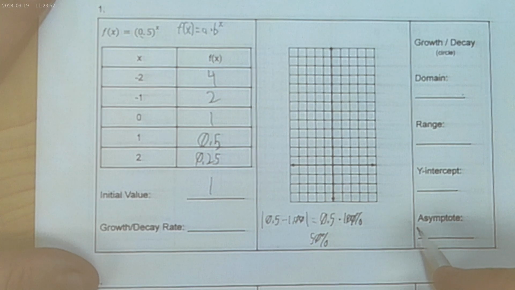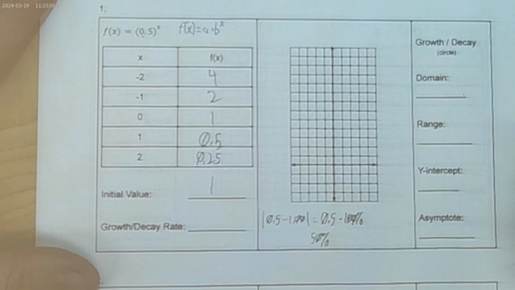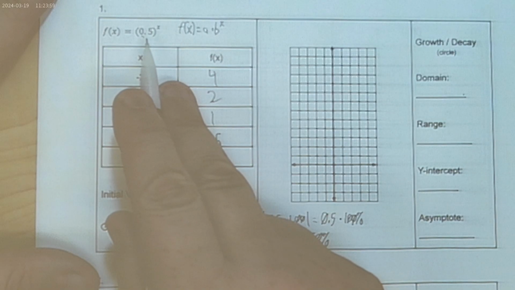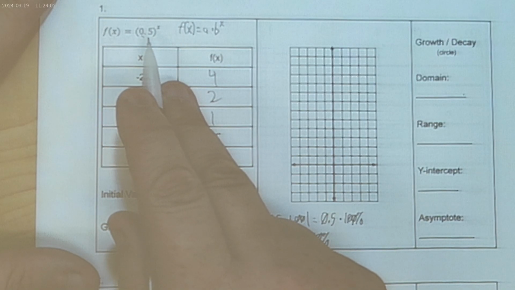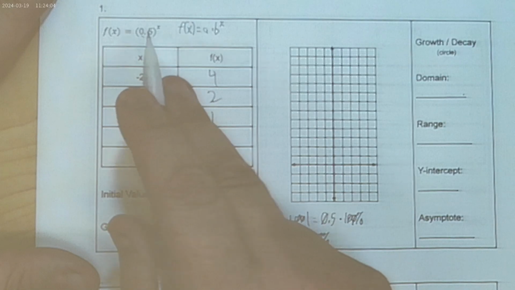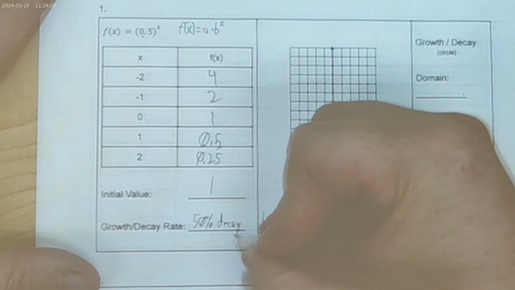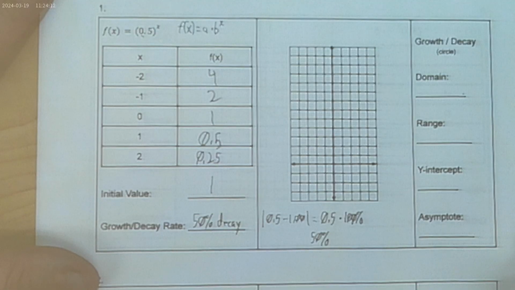So if I've got a 50% growth or decay rate, that means I've got to figure out whether it's growth or decay, right? The way that you figure it out is you take a look at the number inside the parentheses. If it's less than 1, you know that it's a decay rate. So I've got 50% decay. And there we go. That's the first section done.